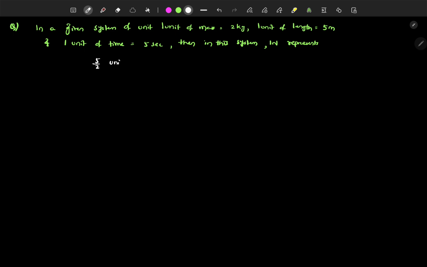The options are 5/2 units of force, 2 units of force, 2/5 units of force, and 1/2 units of force. So how to solve this one?